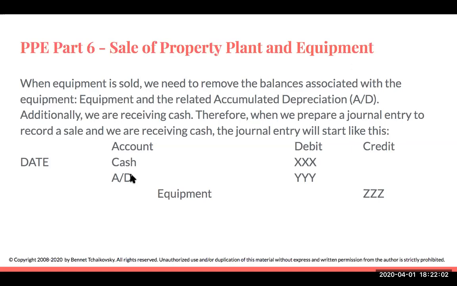Why do I debit accumulated depreciation on equipment? Because that is a contra asset account. It's generally going to have a credit balance. To get rid of it, I need to do this as a debit. Why am I crediting equipment? Because when I am selling equipment, equipment is an asset and therefore will generally have a debit balance. I will therefore need to credit equipment.